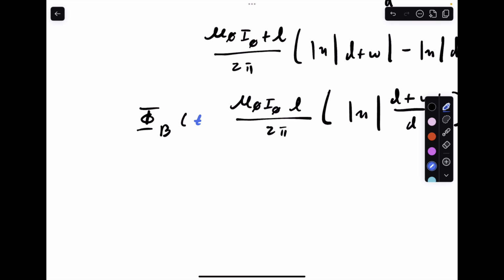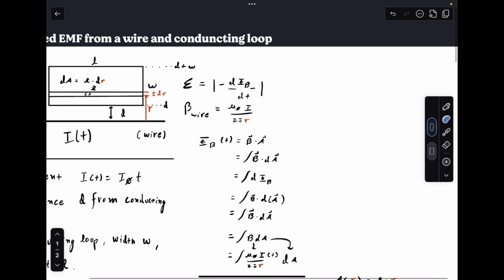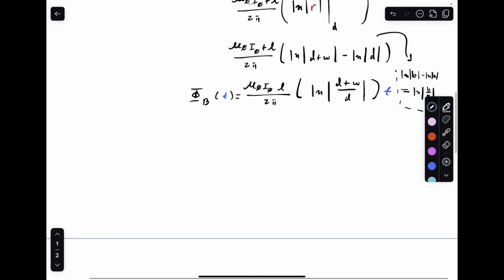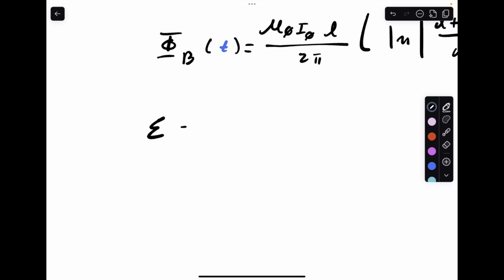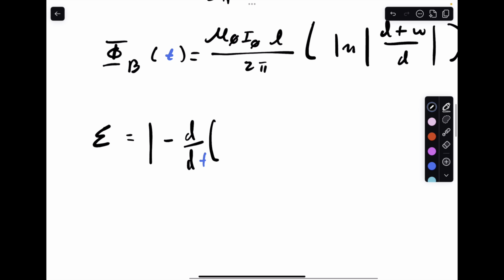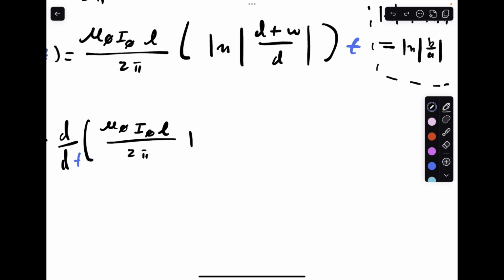And now I need to recognize that Faraday's law told me you have to take the absolute value of the negative derivative of that. So that's what I'm going to do down here. So now I know the electromotive force is going to be the absolute value of the negative derivative with respect to time of that entire expression, which was mu naught I naught L over 2 pi. This takes a lot of rewriting, which annoys me. ln of d plus w over d, and that entire thing gets multiplied by t.